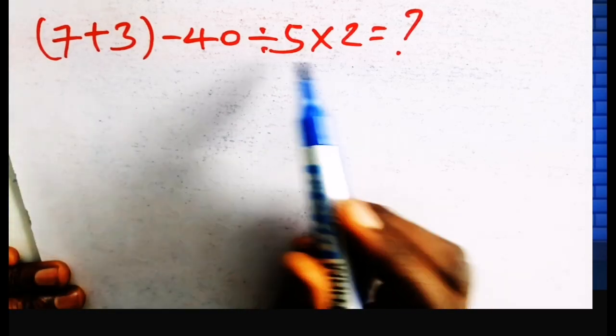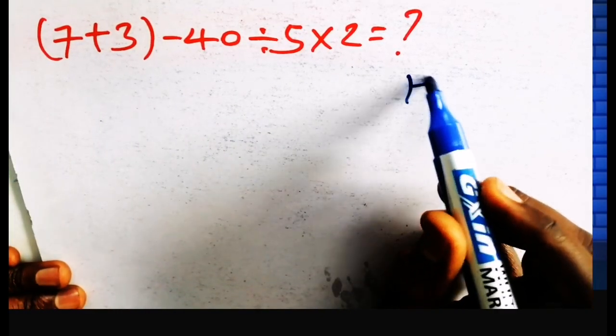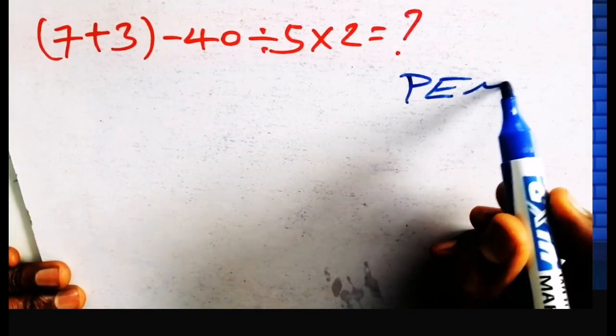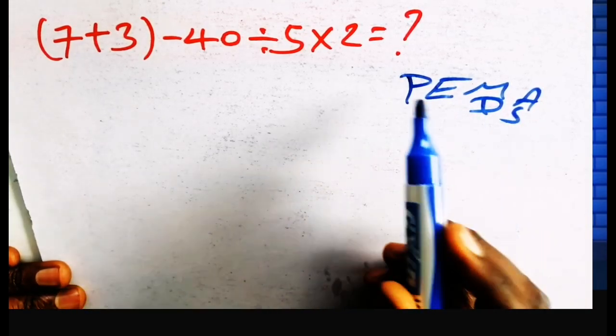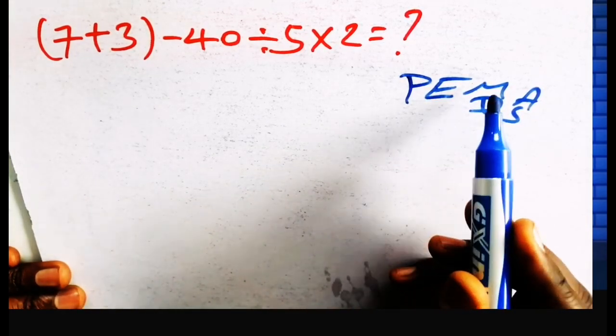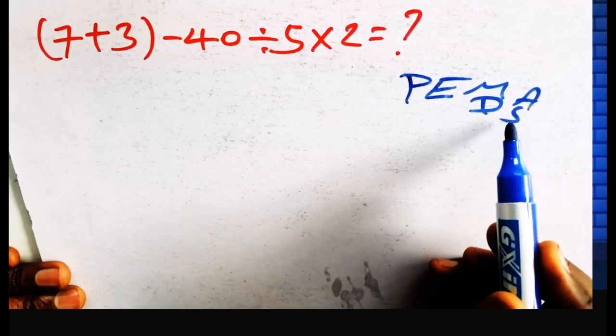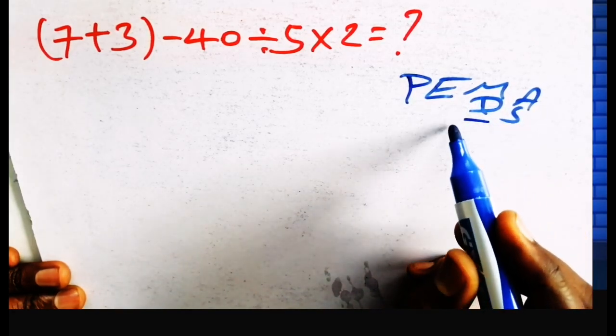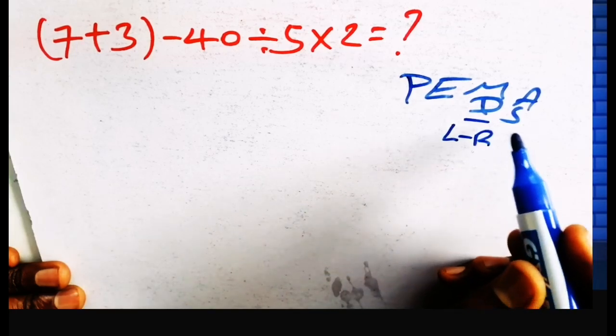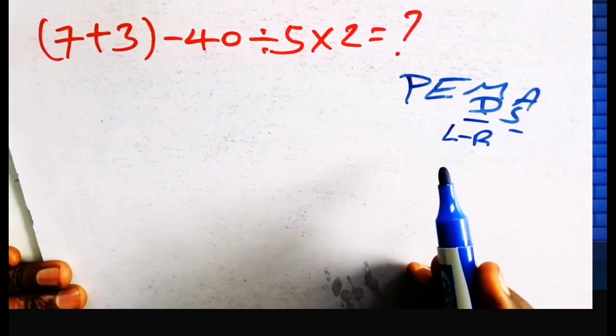In order to get the correct answer of this expression, we have to follow the order of operation PEMDAS. According to PEMDAS, first we have the parentheses, then exponent, multiplication, division, and finally addition and subtraction. Okay? Remember that multiplication and division has equal priority. We have to work from left to right. The same applies to addition and subtraction.